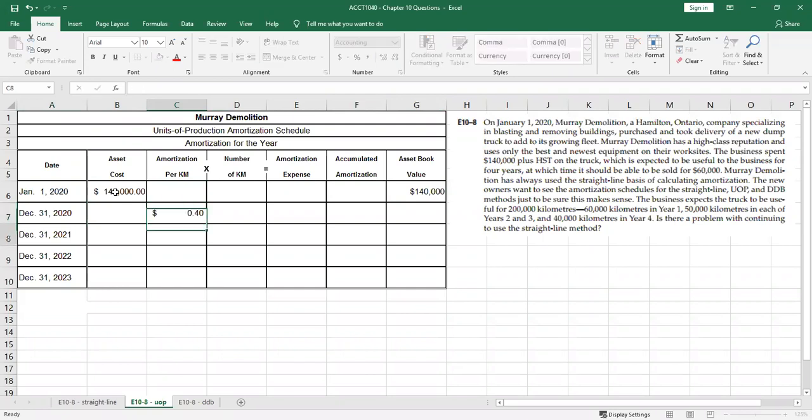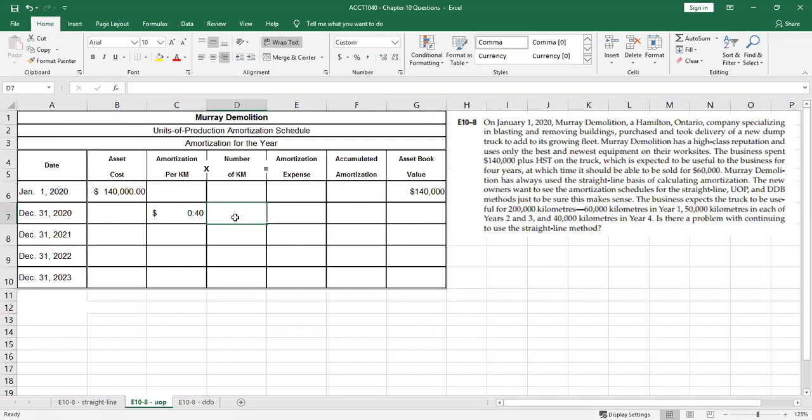amortization per kilometer will be 40 cents per kilometer. Remember how we calculated that? 140,000 minus the residual cost, which is 60, gives us $80,000 on the numerator, divided by 200,000 kilometers. I'm going to circle it right there. You can see the business expects the truck to be useful for 200,000 kilometers.